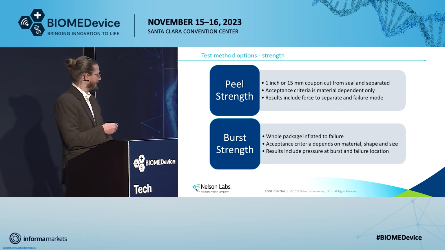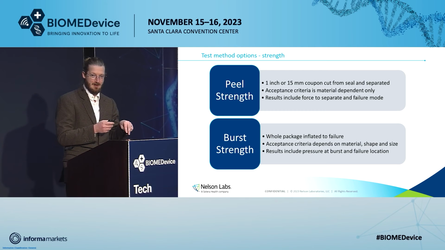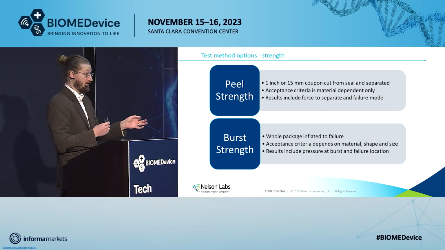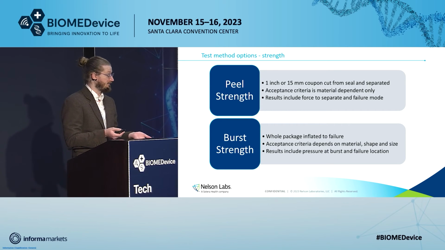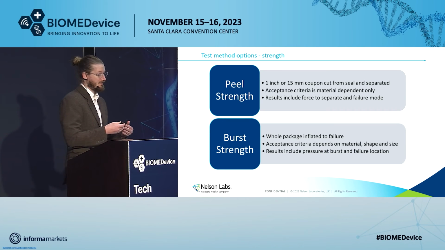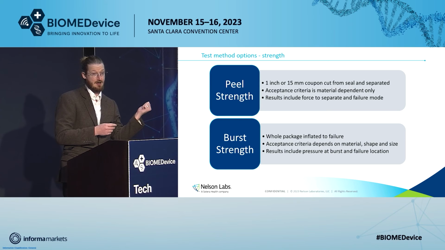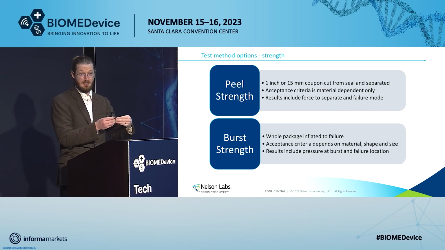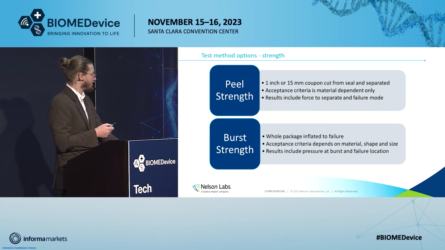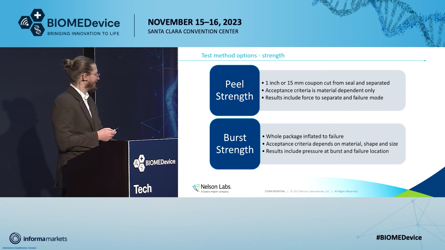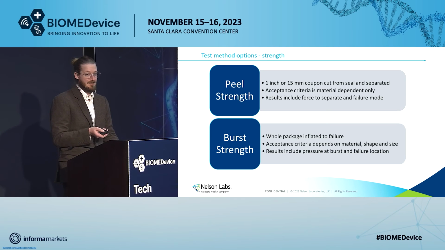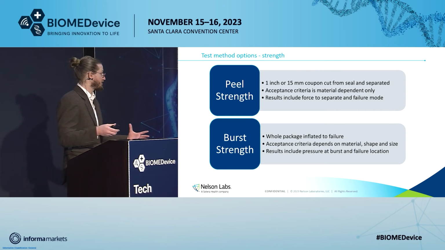So peel testing will take that 1 inch wide or 15 millimeter coupon, and you'll just pull it apart and measure the force. Easy enough, right? The acceptance criteria is usually dependent on what kind of material you're using, and then the failure mode is also included. So some of the things that we saw earlier, like delamination or material break, or if it's a nice clean peel is the failure mode. For burst test, the whole package is inflated until it bursts open. The acceptance criteria is also dependent on the material, but also the shape and size of your package. Much smaller packages will perform much differently than larger ones, right?